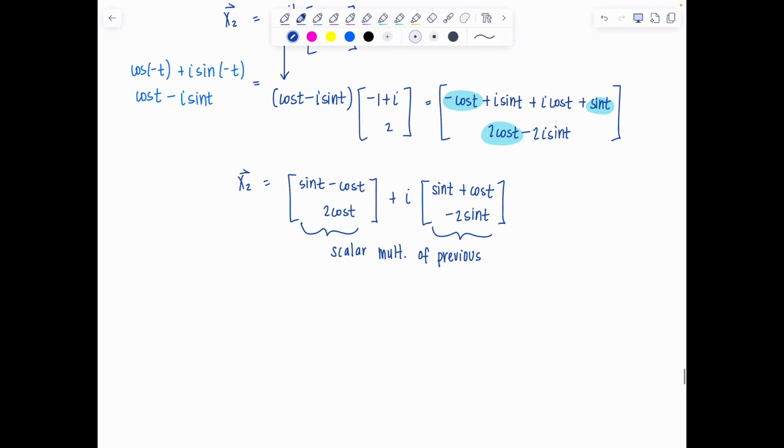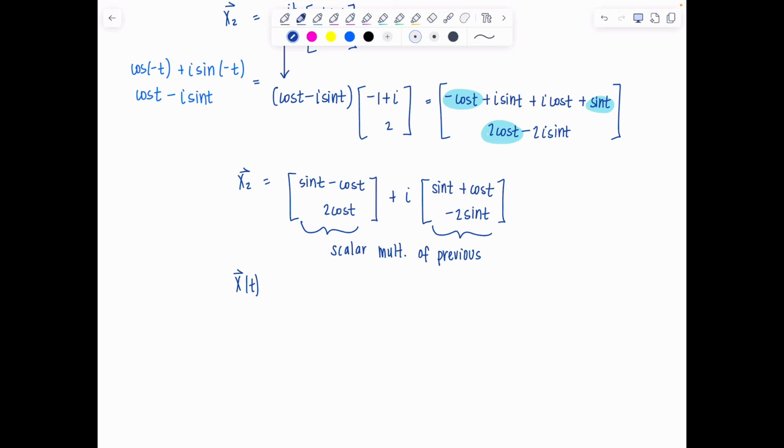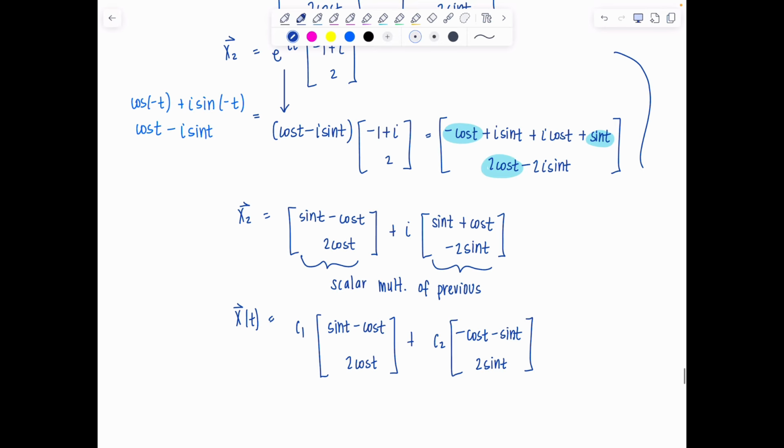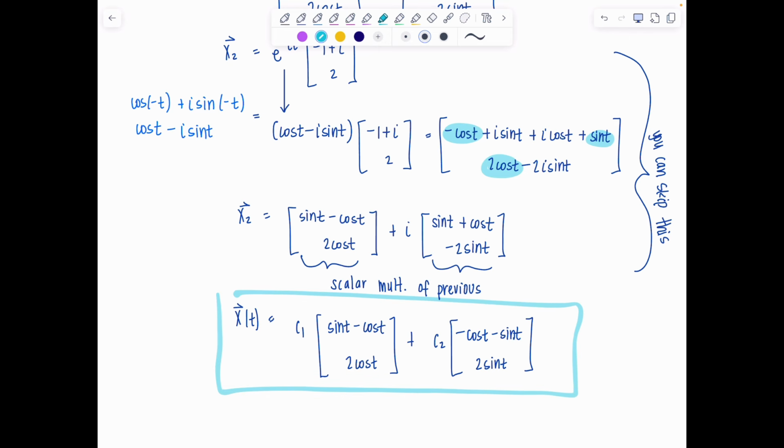So here's the idea. When you write your final solution, x of t, you can just put C1 times one of the vectors here, sine t minus cosine t, 2 cosine t, plus C2 times the other. I'm just going to use the previous one because pretend we didn't do this one, right? Or any scalar multiple is fine. So you can always skip this step, which is nice, especially when you're doing a 3x3 system, which we're going to do in just a second.